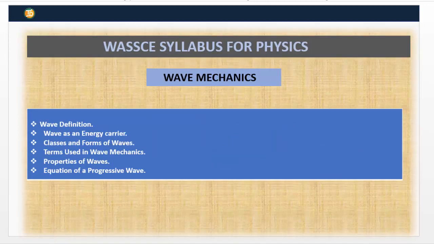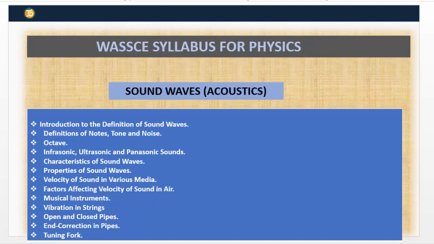Under wave mechanics, we have topics such as wave definition, wave as an energy carrier, classes and forms of waves, terms used in wave mechanics, properties of waves, and equation of a progressive wave. Yes, we have another aspect, which is sound waves. Sound waves is also known as acoustics. Acoustics is that branch of physics that studies sound waves.